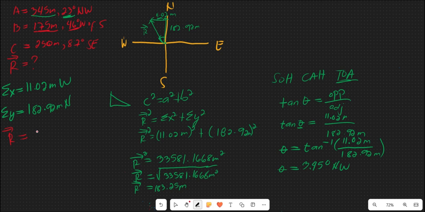And with that, we have found the resultant vector with a magnitude of 183.25 meters and a direction of 3.45 degrees going northwest.